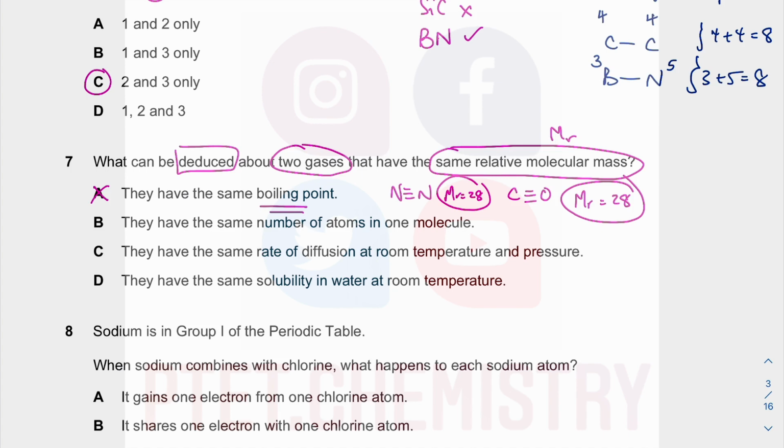They have the same rate of diffusion at room temperature and pressure. So your temperature doesn't change, and because your molecular mass is the same, your rate of diffusion will be the same. Based on what we know about diffusion, C is probably the best option without having to worry about B at all. Rate of diffusion depends on temperature and also molecular masses. Temperature is constant and the molecular masses are constant, so they will have the same rate of diffusion. Solubility in water is difficult to tell just by molecular masses alone. So C is definitely the best option there.